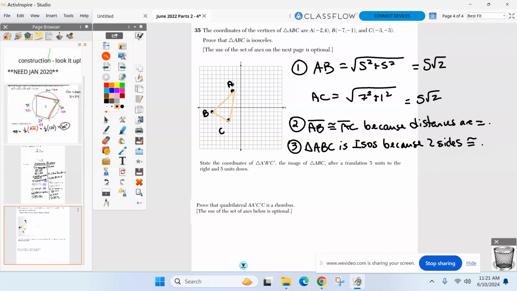All right, first part, all right? Second part, they threw a little translation in there on us. Big deal. Take triangle ABC, move it right 5, down 5, and tell me what the coordinates are, because it does say state the coordinates. So move your triangle right 5, down 5, and state the coordinates of A prime, B prime, C prime.